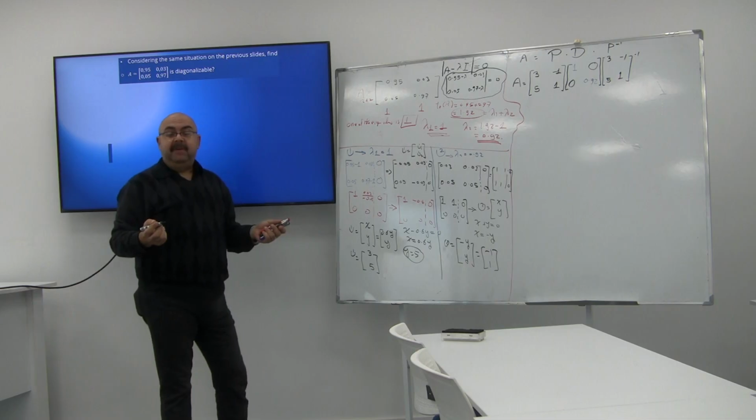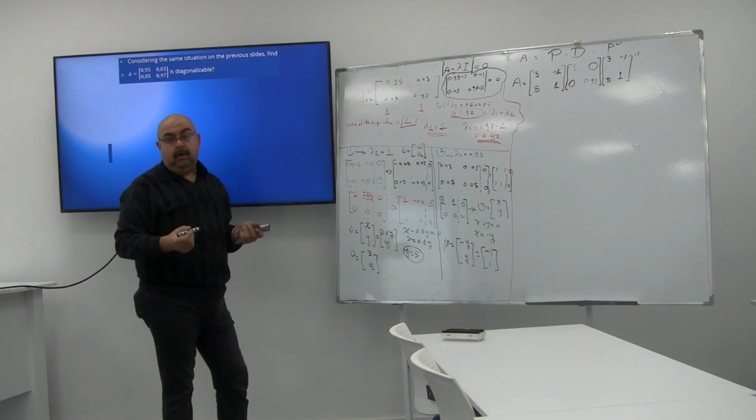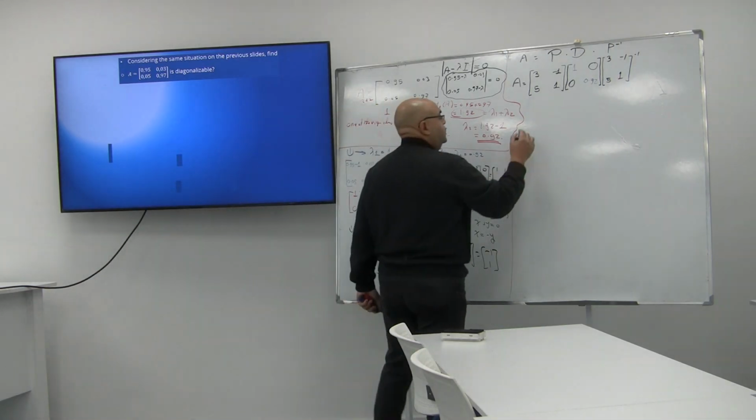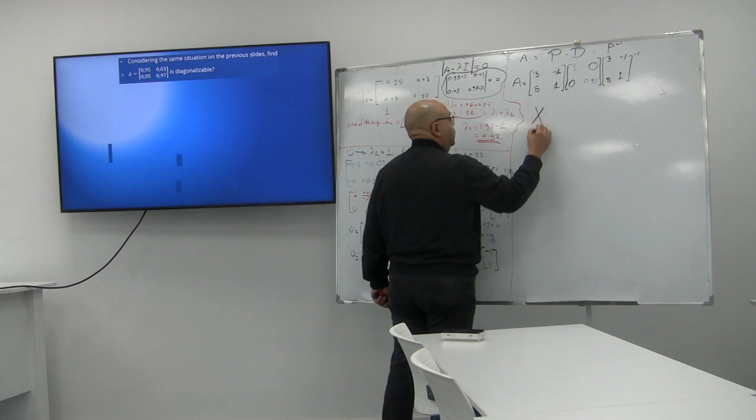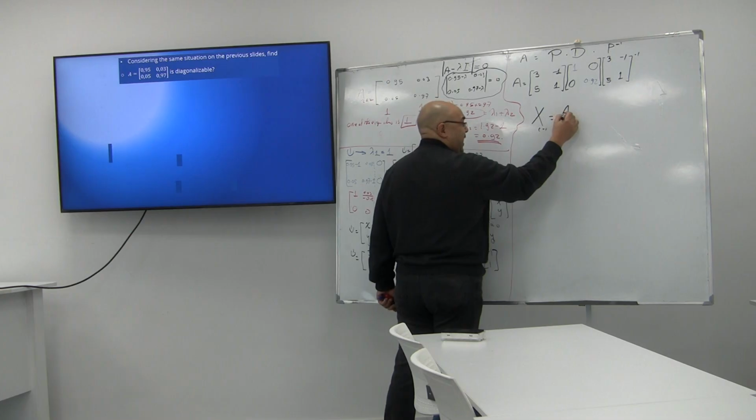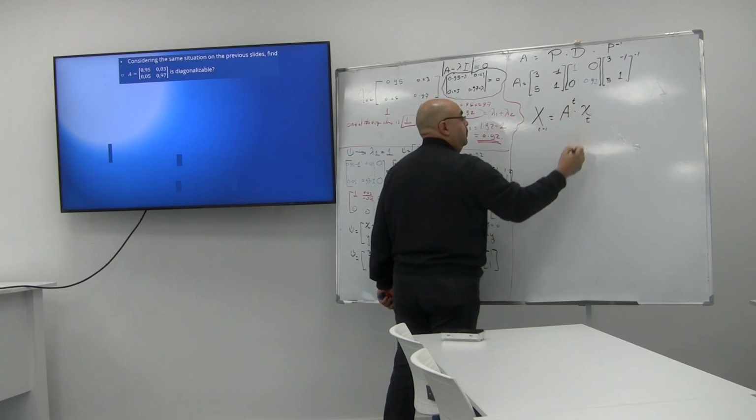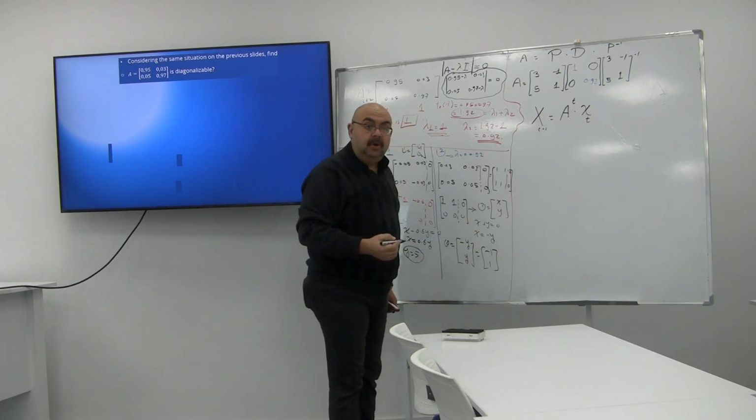Okay? So if I get back to our model, which states that in order to get x at t plus 1, what you have to do is to use A to the power of t times x at a certain time. Am I right? Okay, perfect.